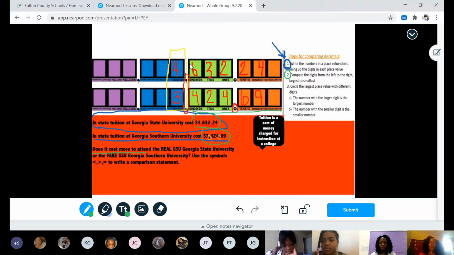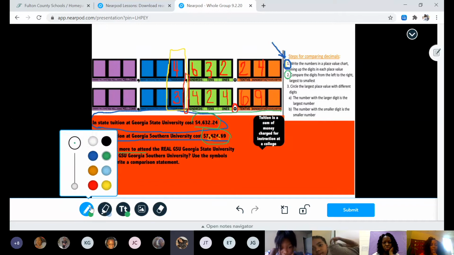So now that we started comparing our digits, we started in our largest place, and our largest place was the thousands place. And we got here and we saw, like you said, the 4 is greater than the 3. So now answer our question. Does it cost more to attend the real GSU, Georgia State, or does it cost more to attend Georgia Southern? Which one does it cost more to attend? The fake one. Okay, so let's look.